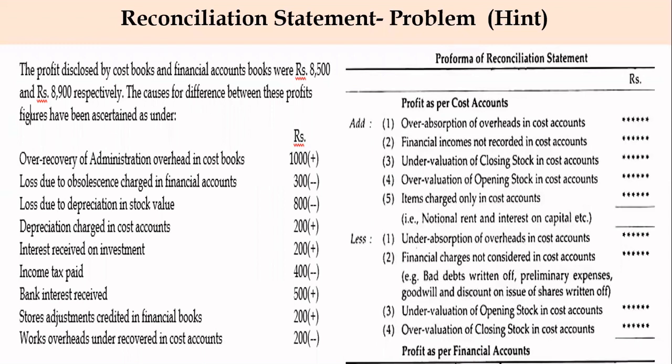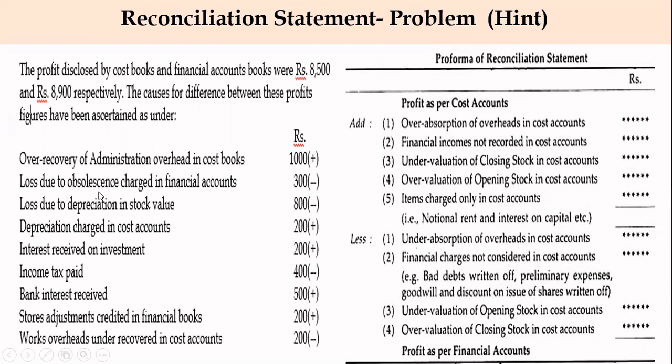So when we take profit as per cost accounts, what are the things you're going to add? Over recovery of administration overhead in cost books, that is over absorption of overhead in cost accounts, is the very first point given in the format. So any overhead which is over absorbed in cost accounts is to be added here. I have given the hint also here.